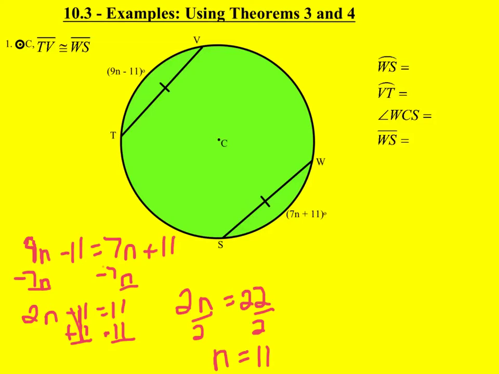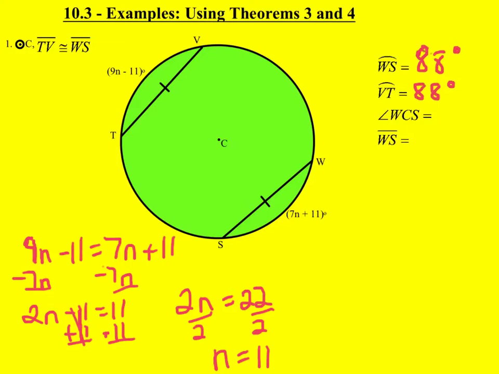Substitute your 11 back in, so 7 times 11 plus 11 gives you 88. It should do the same thing over here, 9 times 11 minus 11, if you write it all out, gives you 88 also. So we find out that our arc up here is 88 degrees. And for that matter, VT, 88 degrees. I'm not just blindly writing that, I actually set it up and solved it.